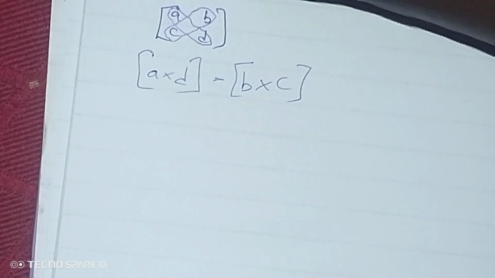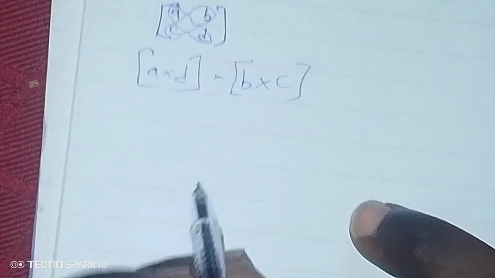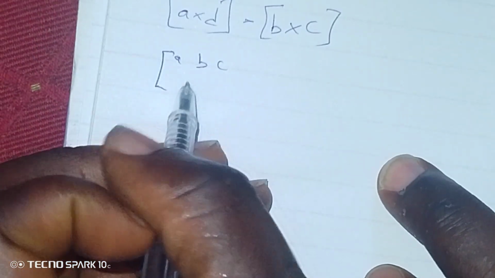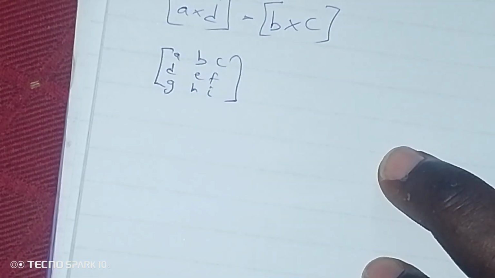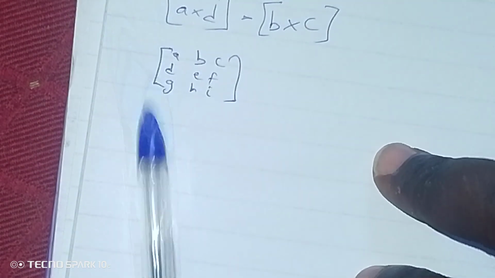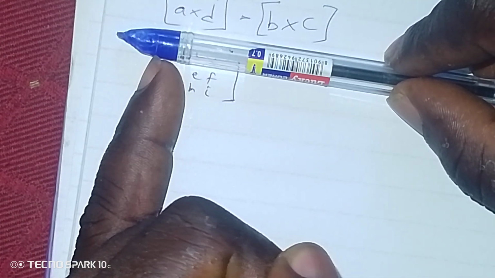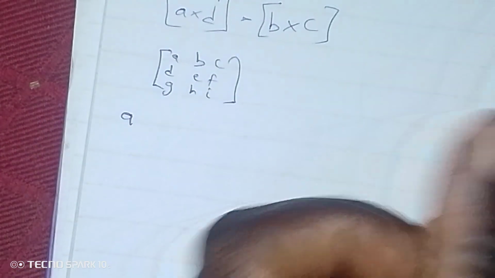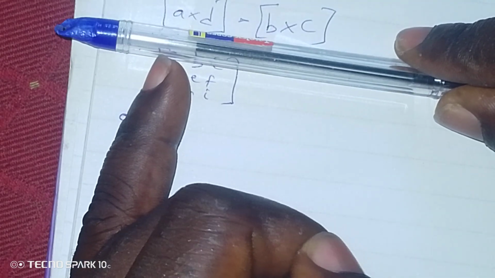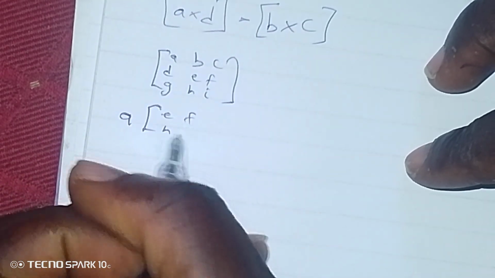This is called a 2 by 2 matrix because it has 2 elements on the row and 2 elements on the column. But if it is a 3 by 3 matrix that you are asked to find the determinant of, something like this: A, B, C, D, E, F, G, H, I. You cover the row of A and the column of A. You write the A that you are dealing with, and those things you have left are E, F, H, I.